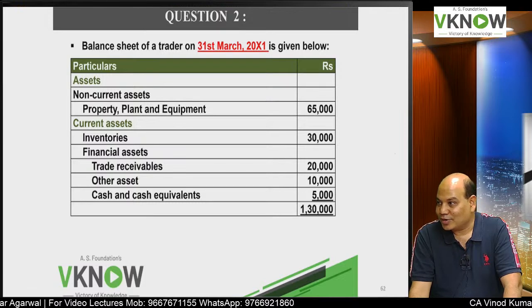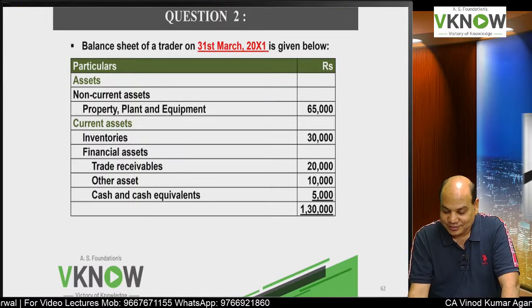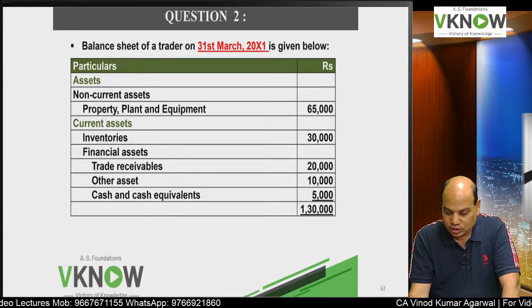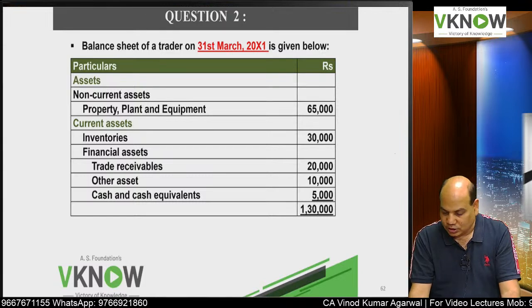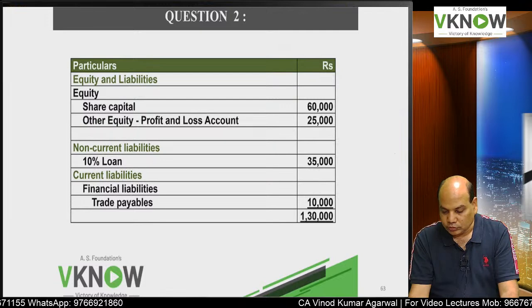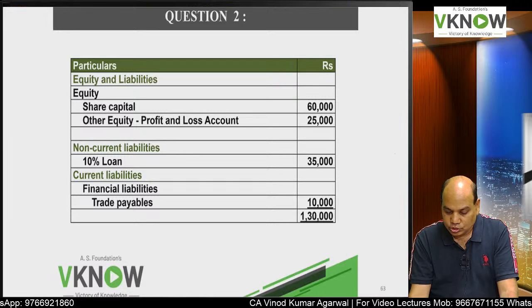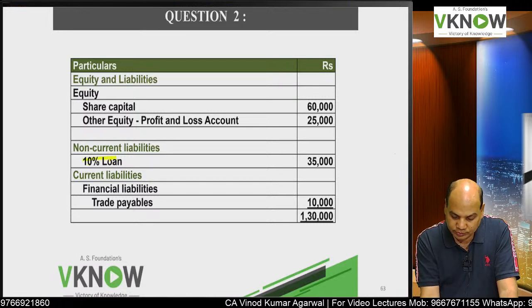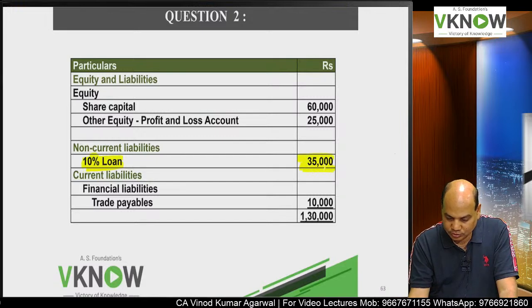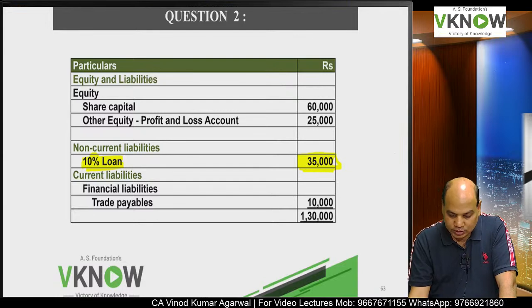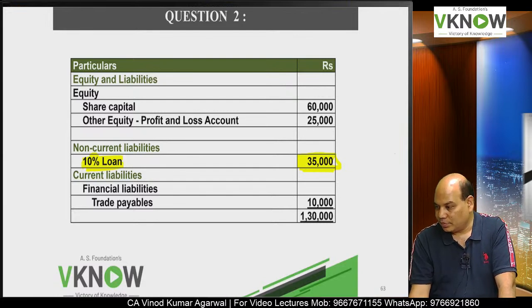Balance sheet of a trader on 31st March 20x1 is given below. Asset side, non-current asset, PPE, current asset, inventory, financial asset, then trade receivable, other asset, cash and cash equivalent. Liability side, equity, share capital, other equity, P&L account, non-current liabilities, 10% loan. Underline, 10% loan means you have to pay interest of 30 on 35,000. Then current liabilities, financial liabilities, trade payable.